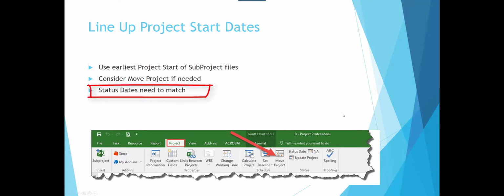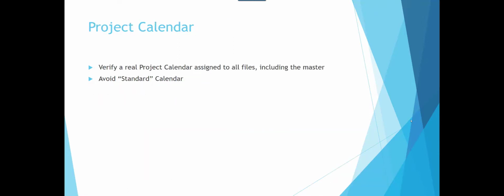Also, the status dates have to match. It doesn't do us any good to have a correct status date in the master project file if the subordinate files have status dates that are in history or not at all. Also, make sure you have a real project calendar assigned to all the files, including the master. It can be the same one, just make sure that it's not the standard calendar. A lot of people make alterations to the standard workday, and they do that in the standard calendar. And then when that moves forward, we're not getting appropriate information being shared, and we can't find out the source of errors why dates don't line up in the master.